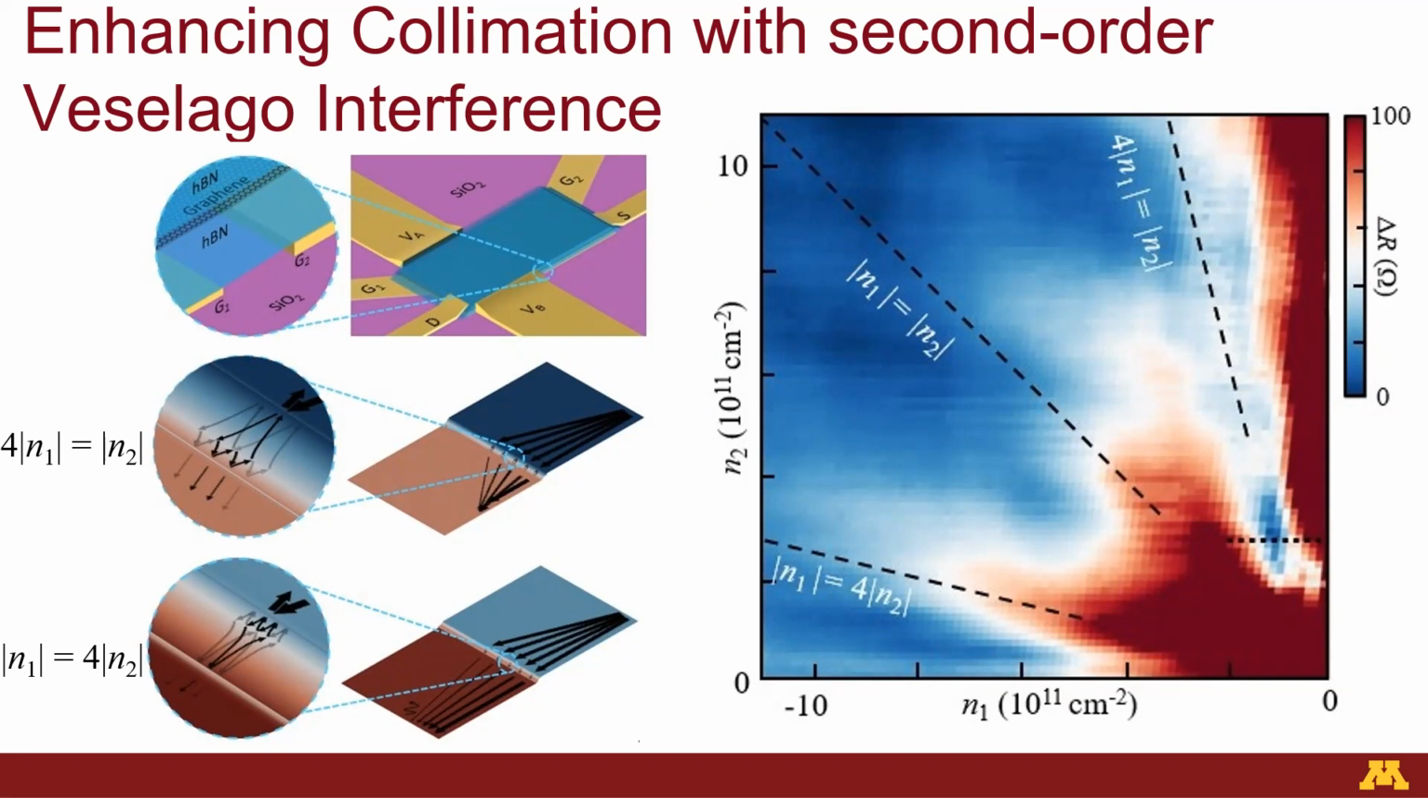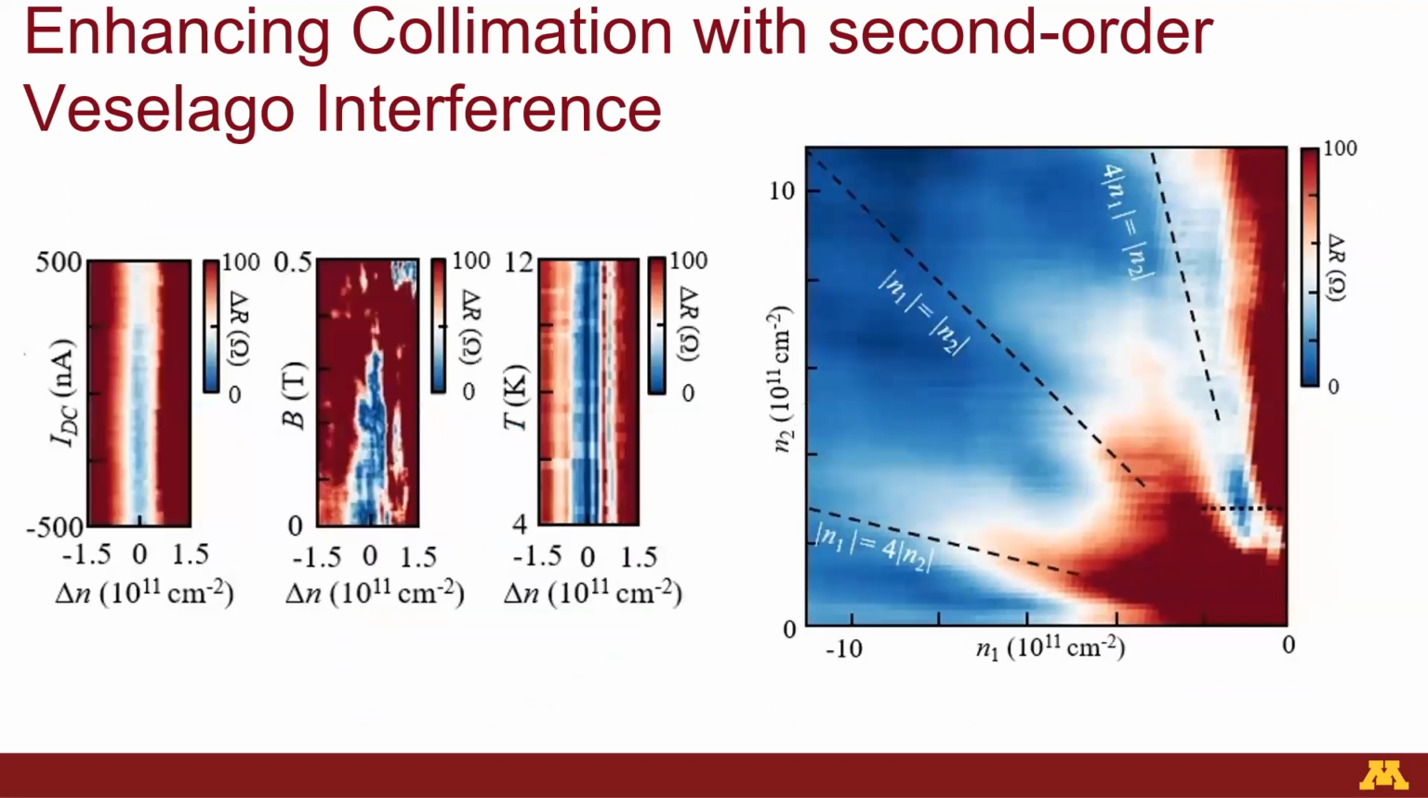For the two interference peaks at N1 equal to 4 N2 and N1 equal to N2, the collimation efficiency is not characterized by transverse voltage, as the ballistic carriers will reach and diffusively scatter from the physical edge of the device before reaching the voltage probe.